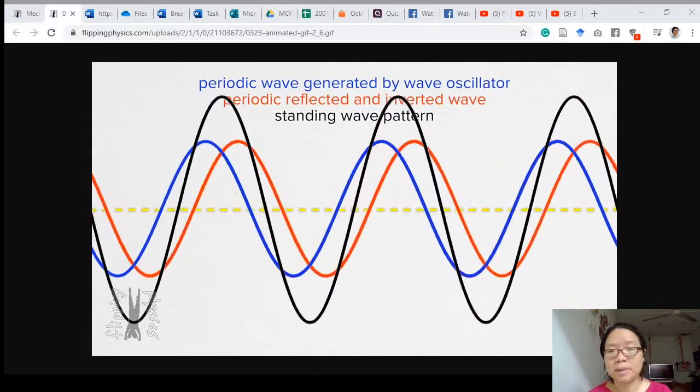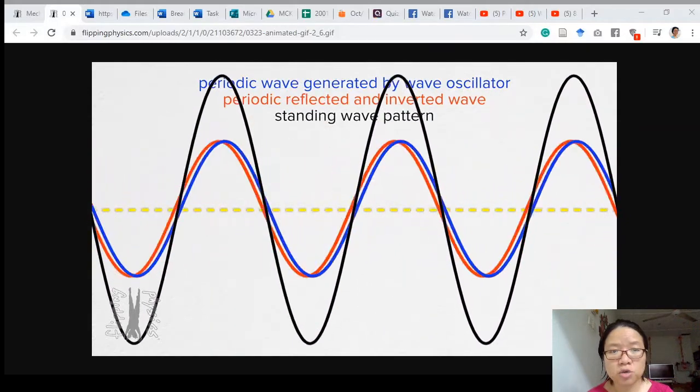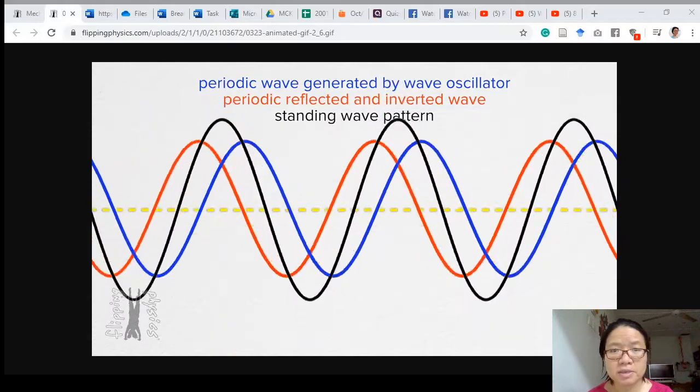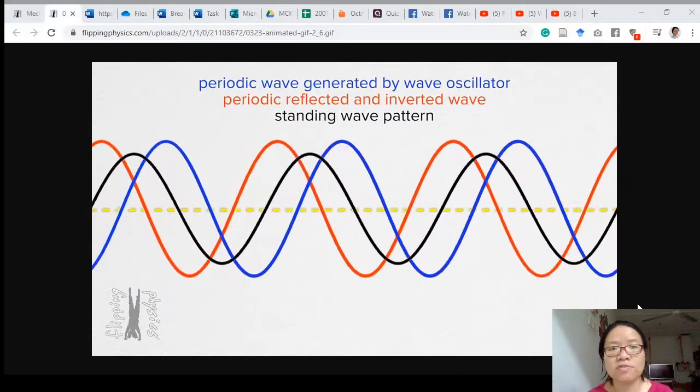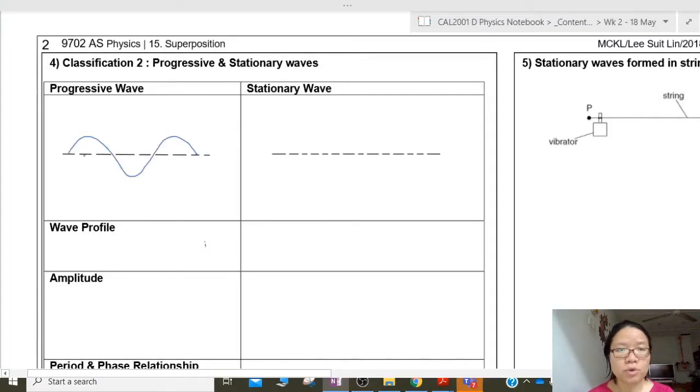So you create the black wave as the result, and oftentimes you will notice that it's as if the black wave is not traveling, because the black wave is the result of the blue and the red. Okay, so right now we're going to compare progressive and stationary wave. Okay, progressive is just the blue wave alone, and you can see the blue wave will travel.